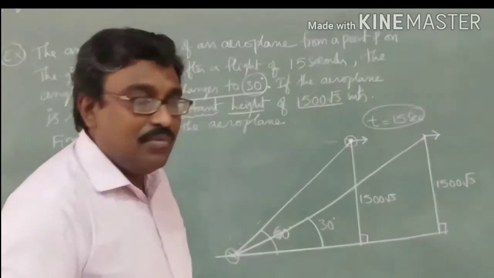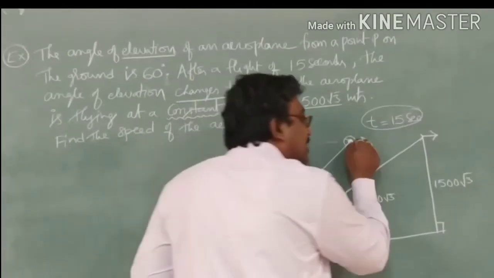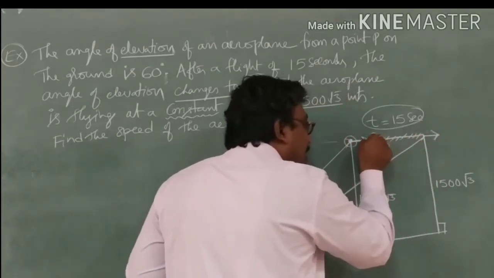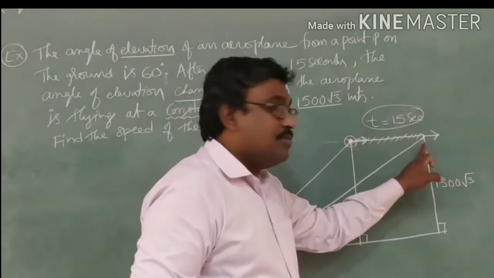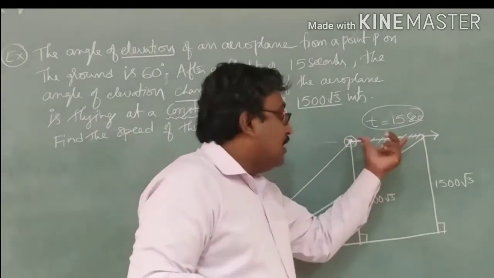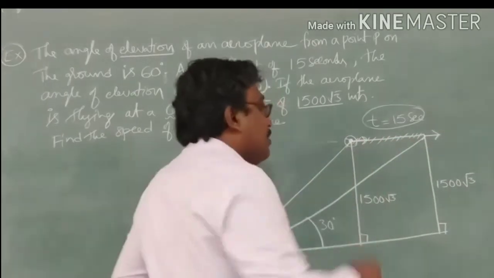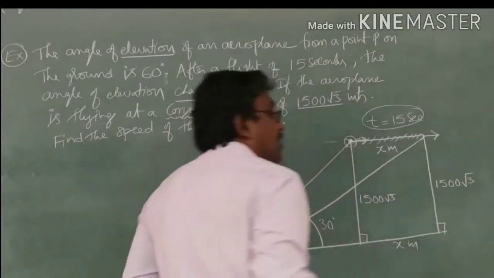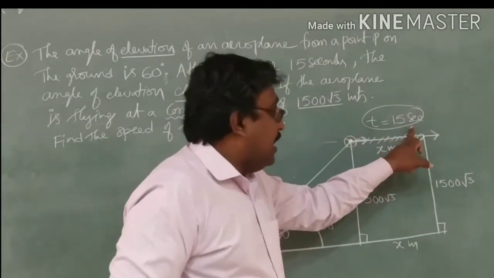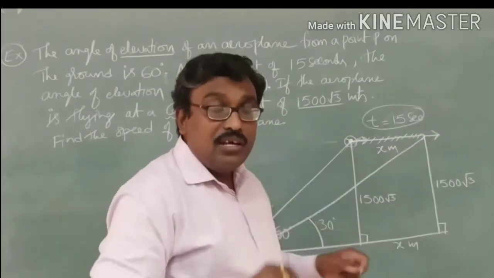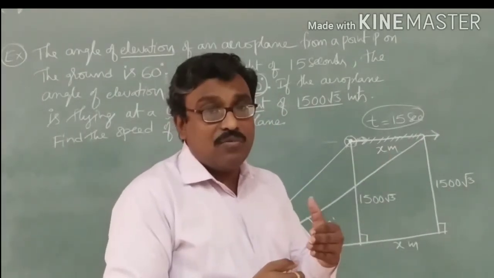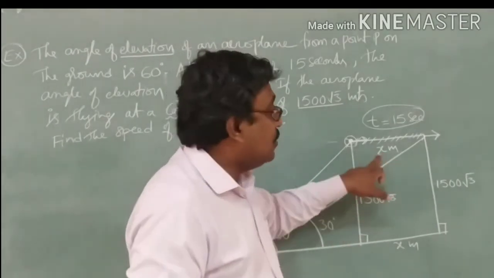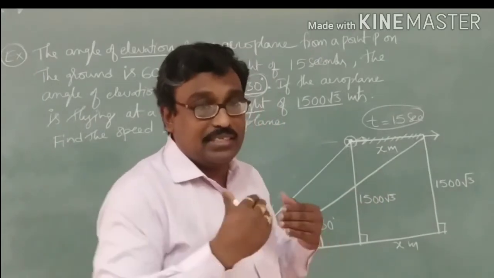We know the time. How much distance has it traveled? This is the part it traveled in 15 seconds. In 15 seconds, this distance is traveled. Suppose I consider it as x meters. Within 15 seconds, it has traveled x meters. Now speed is equal to distance by time. So here, how much speed? That means I need to find the value of x.